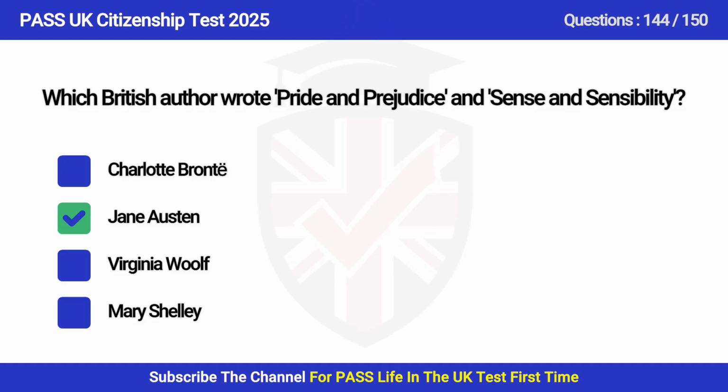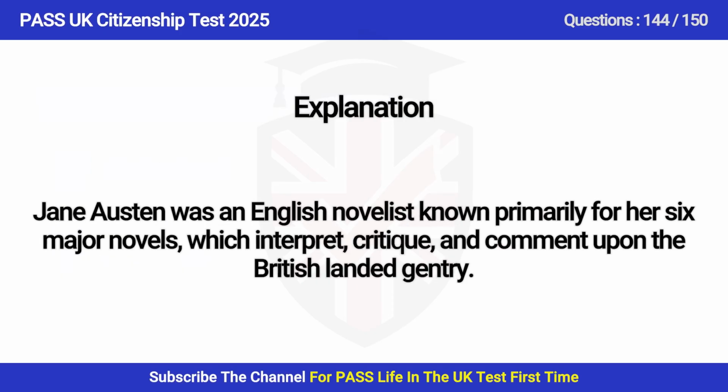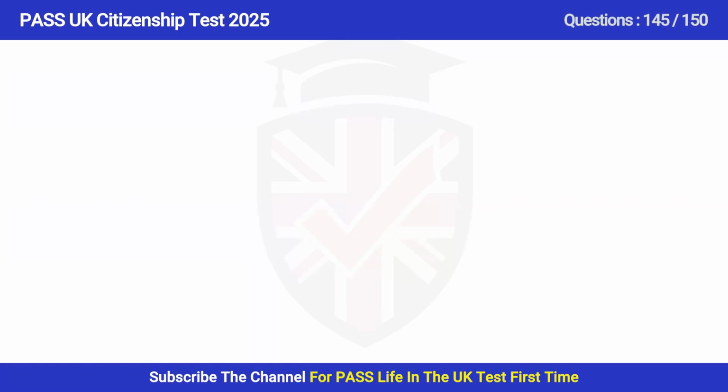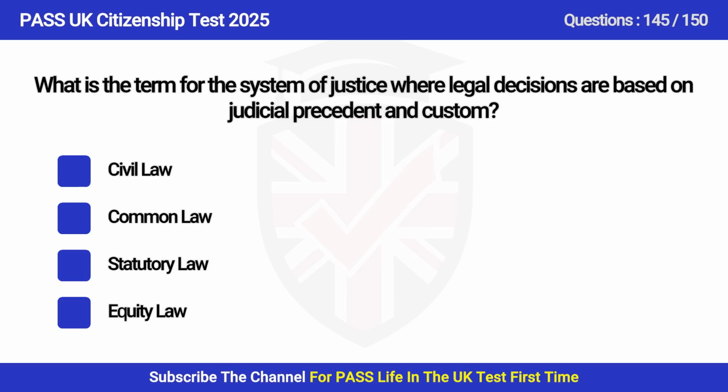Answer is B. Jane. Jane was an English novelist known primarily for her six major novels, which interpret, critique, and comment upon the British landed gentry. Question 145. What is the term for the system of justice where legal decisions are based on judicial precedent and custom? A. Civil law, B. Common law, C. Statutory law, D. Equity law.